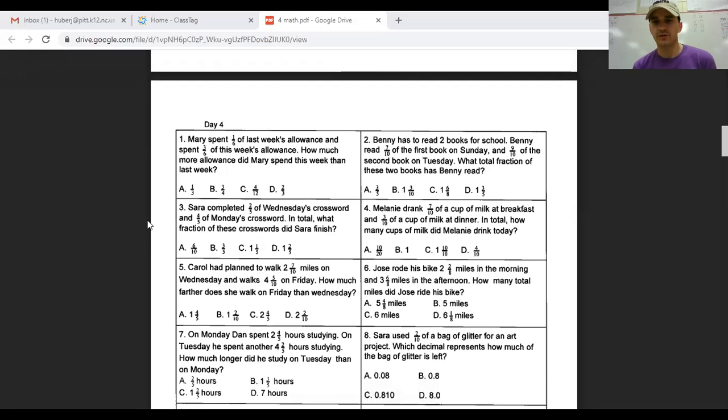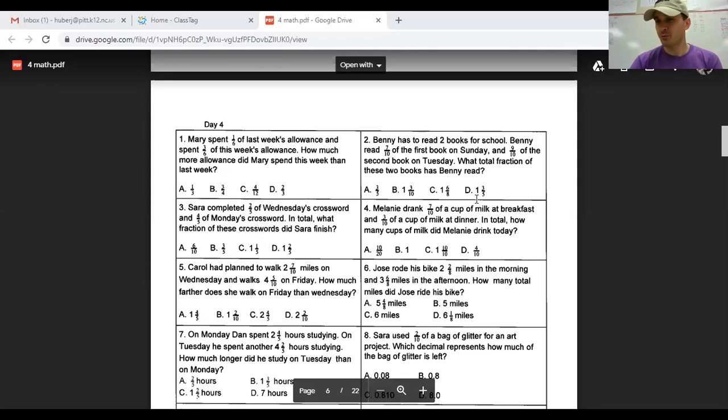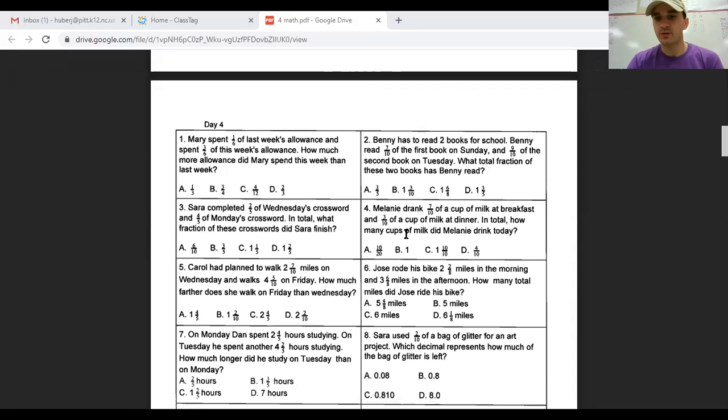All right, looking at number two. It says, Benny has to read 2 books for school. Benny read 7/10 of the first book on Sunday and 9/10 of the second book on Tuesday. What total fraction of these 2 books has Benny read? For a second, I thought this question was going a certain way and it was going to be awesome. But this is still a good question, because really it gives you some information that you don't need. But total should tell me I've got to add these 2 together.